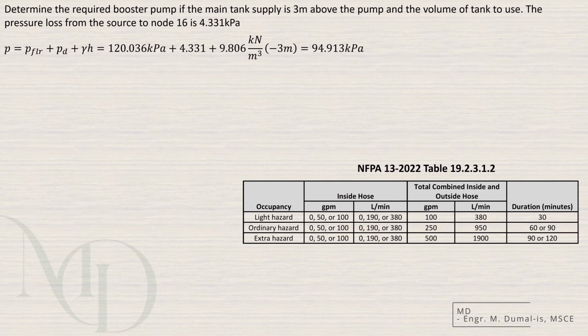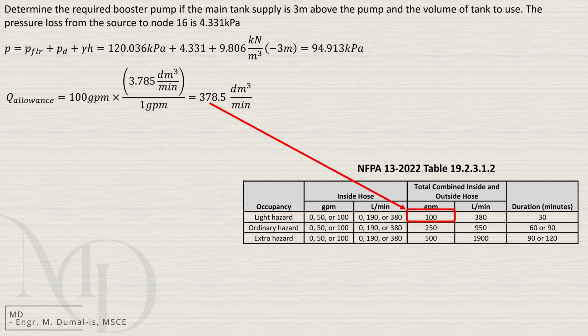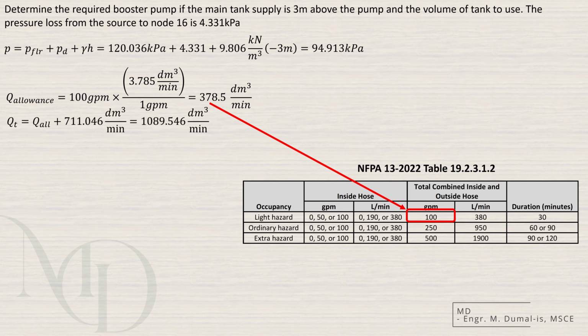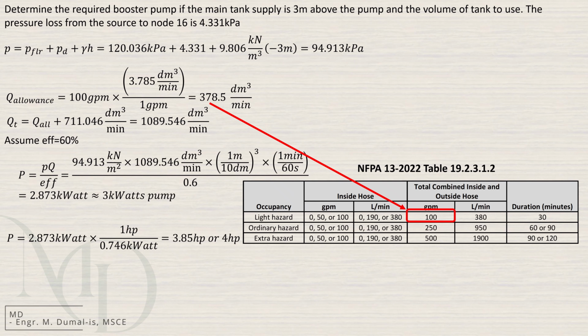Next, we calculate the total flow demand of the tank. The discharge from the system is 711.046 cubic decimeters per minute. Adding an allowance of 100 gallons per minute, or around 378.541 cubic decimeters per minute, gives a total of approximately 1,089.587 cubic decimeters per minute. Assuming a pump efficiency of 60%, we can now solve for the required power. Substituting the flow rate and pressure head gives a power of about 2.87 kilowatts, or roughly 3.85 horsepower.